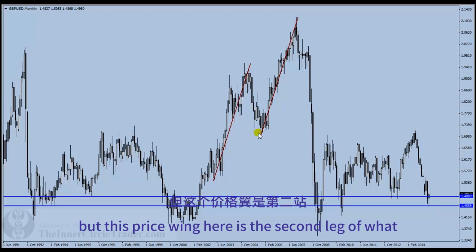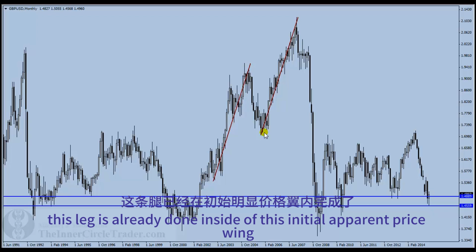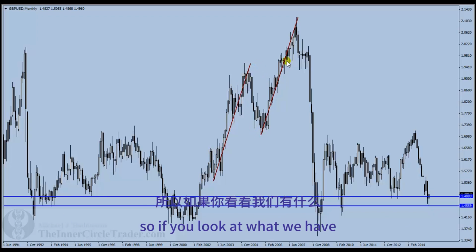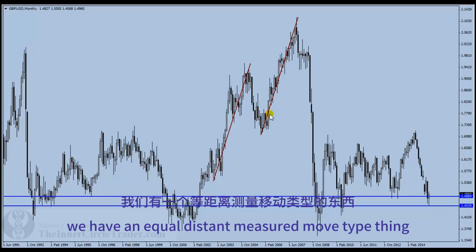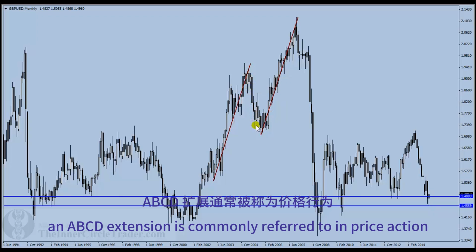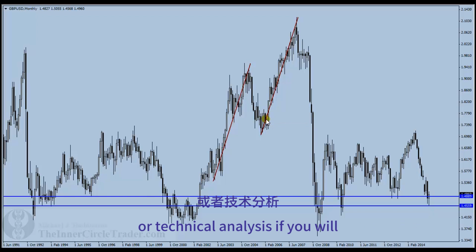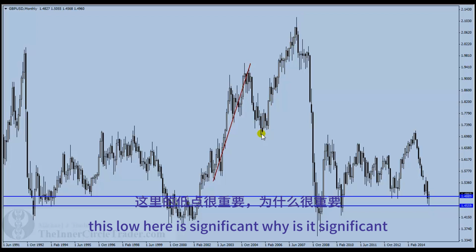This low here is significant. Why is it significant? Because it's one of a multi-leg price structure. So knowing that, combine what we've just discussed. We have a market that moved from big ranges down into smaller ranges, and we moved into consolidation. What is going to happen, or what would we rather expect to see at that time?